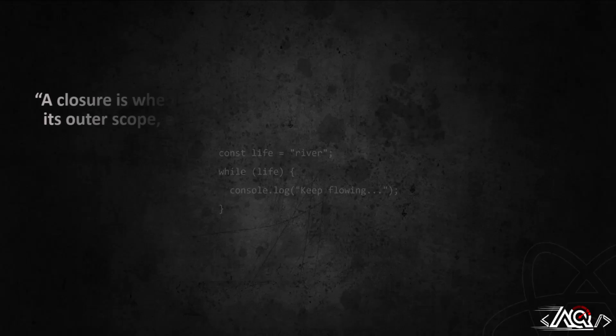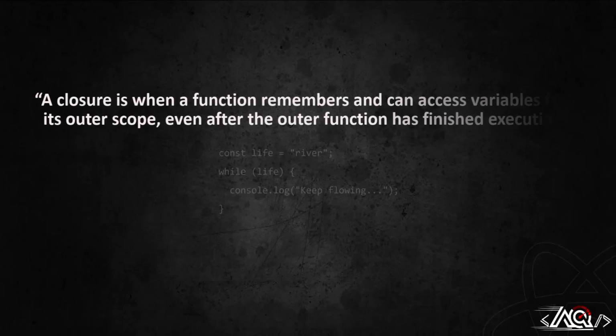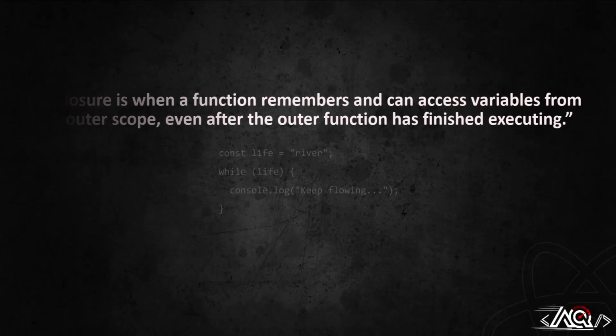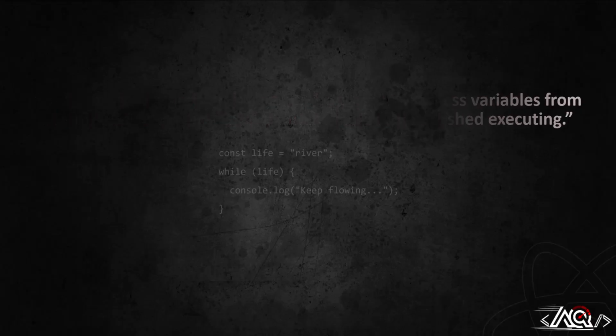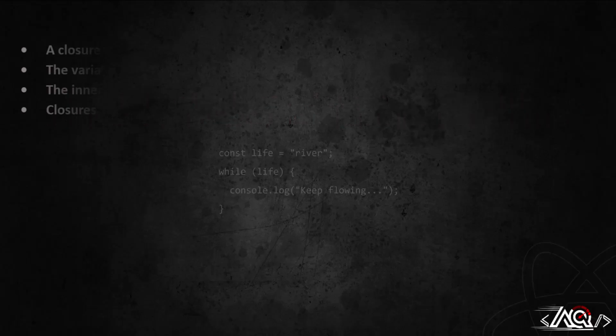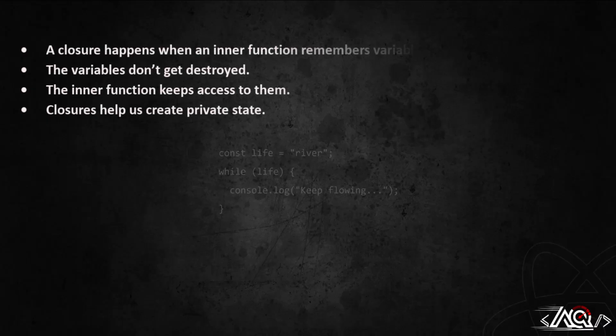Now, if you want to give a clean and confident interview answer, you can say, a closure is when a function remembers and can access variables from its outer scope, even after the outer function has finished executing. Short, clear, professional. So, just to summarize, a closure happens when an inner function remembers variables from its outer function.